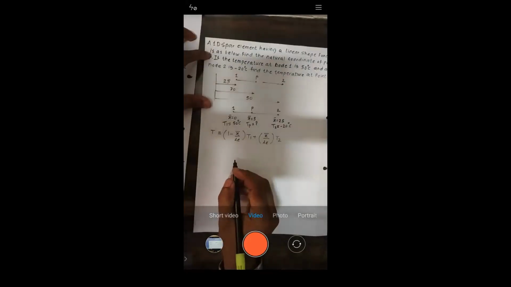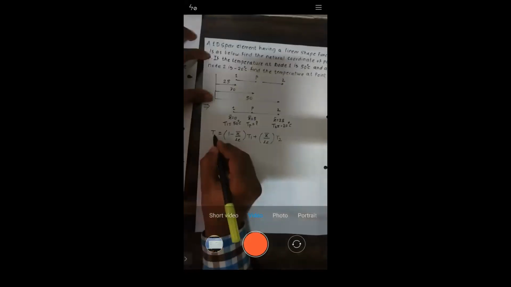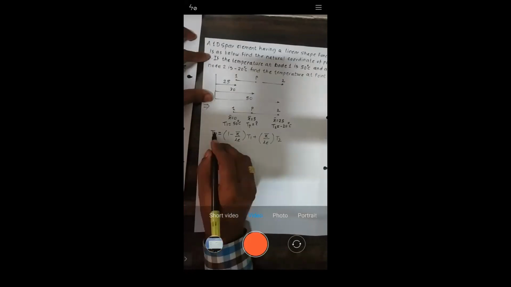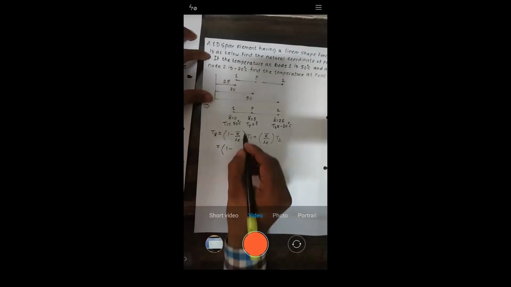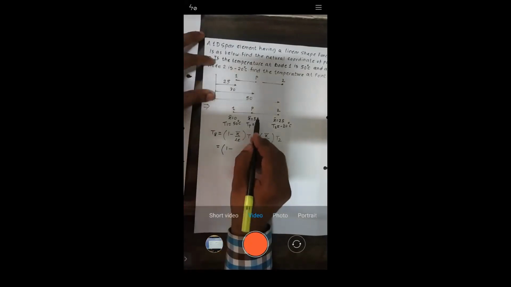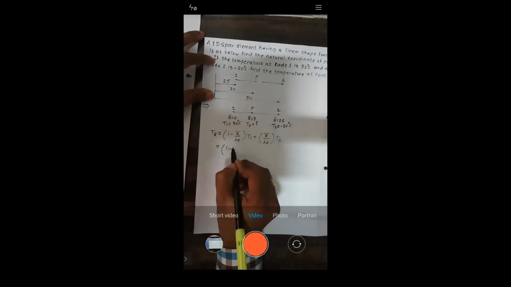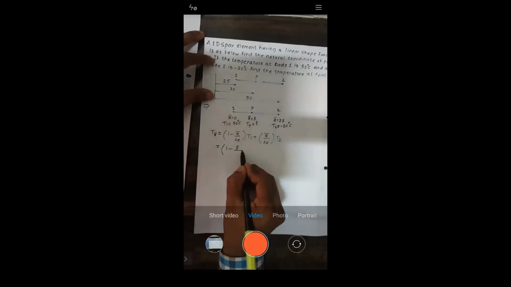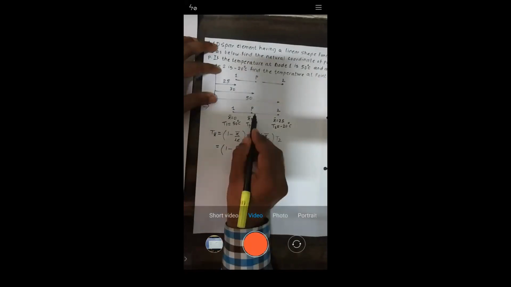At what distance you need to calculate this temperature? This temperature you need to calculate at x bar. So we are writing temperature at x bar is equal to 1 minus, what is your x bar? At what distance you need to calculate temperature from this point? At a distance 5, right? Yes or no? Yes, sir. At x bar is equal to 5.